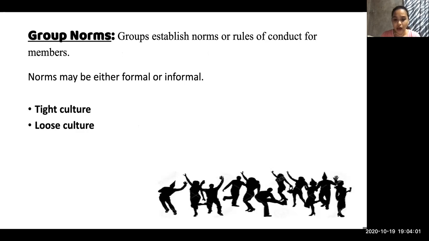Every group develops its own customs, habits, and expectations for how things will be done. These patterns, called group norms, influence the ways the members communicate with each other. Groups establish norms or rules of conduct for members.